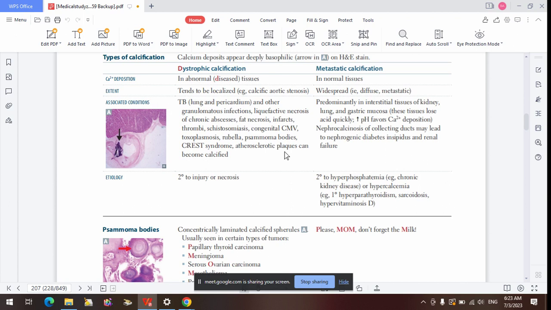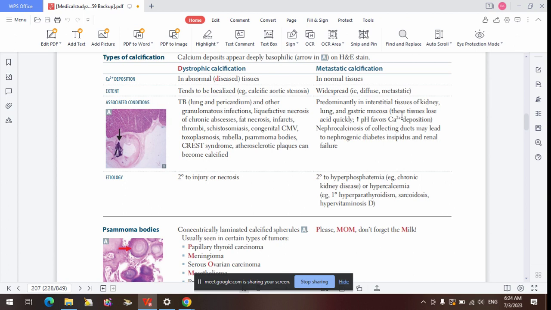Then the last is the gastric mucosa that is actively secreting acid, making the intracellular environment of the cells secreting those acids alkaline. So that is why there's a predilection for the lungs, the kidneys, and the stomach. So stomach, kidney, lung. Those are the areas that are typically affected in metastatic calcification.